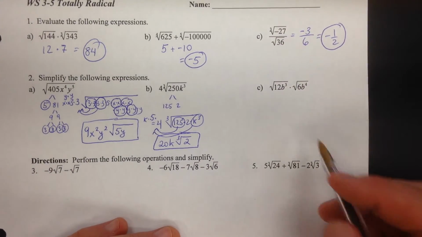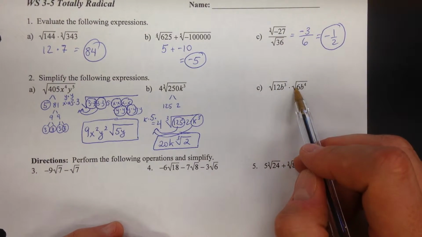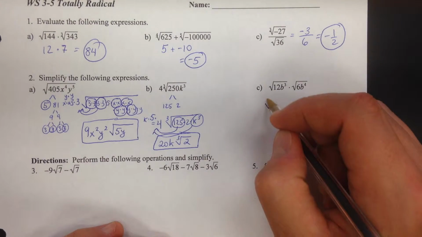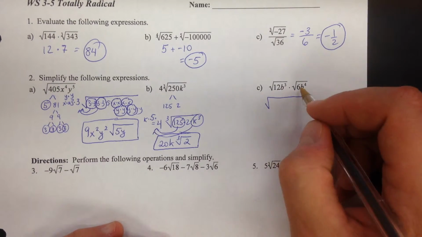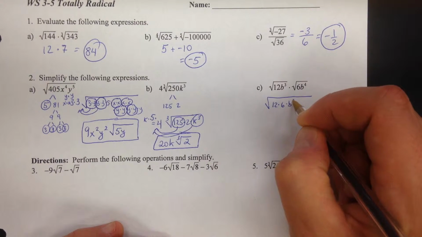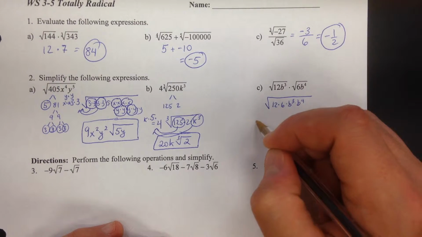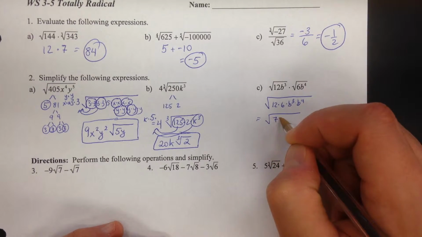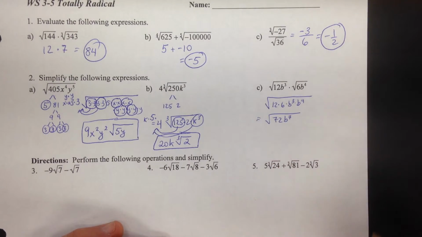Part C. A square root times a square root, we're allowed to write that as one big square root, where we multiply the 12 and the 6, and we multiply b to the third times b to the fourth, which is the square root of 72, b to the 7th.